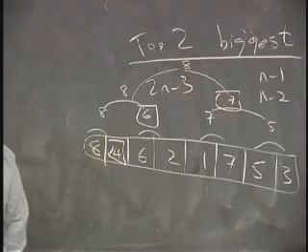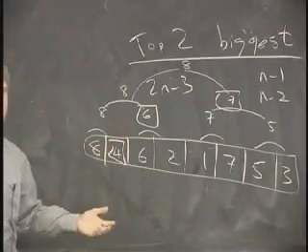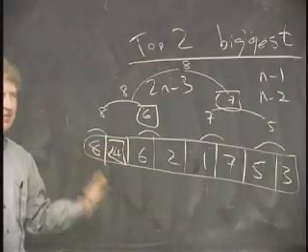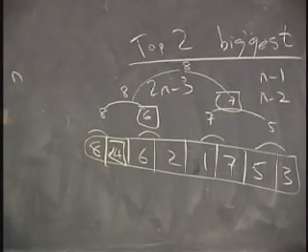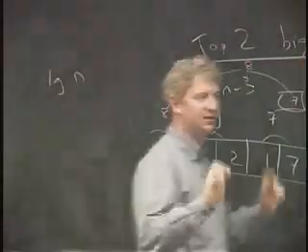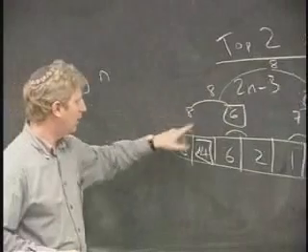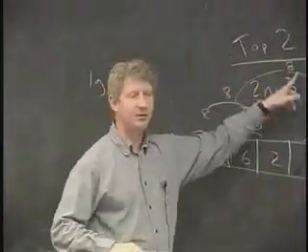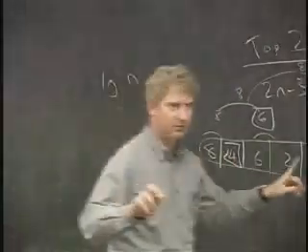How many different possibilities are there? I started with 8 things. There's 3. If I started with 16 things, there'd be 4. And if I started with n things, there would be log n. LG stands for log base 2. Let's calculate how many steps this takes. How many steps did it take to get the biggest? N minus 1: 1, 2, 3, 4, 5, 6, 7. N minus 1. One less than the whole number of elements.